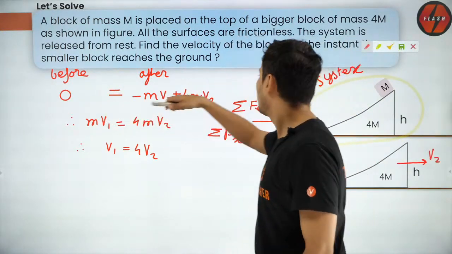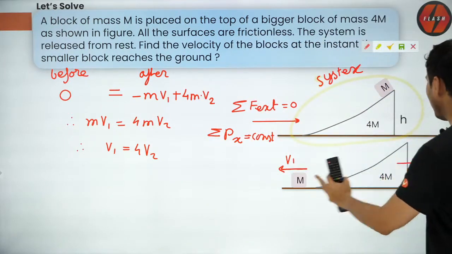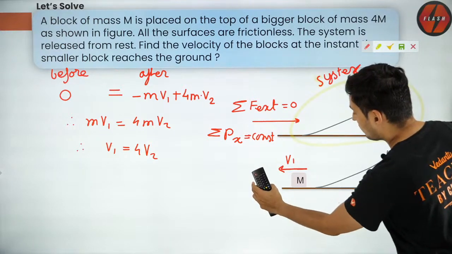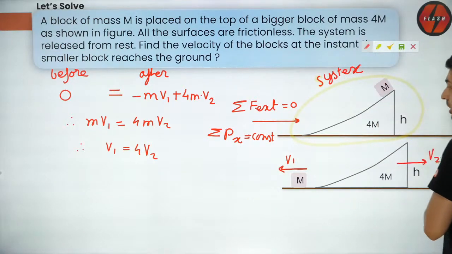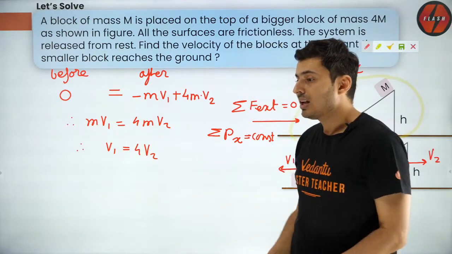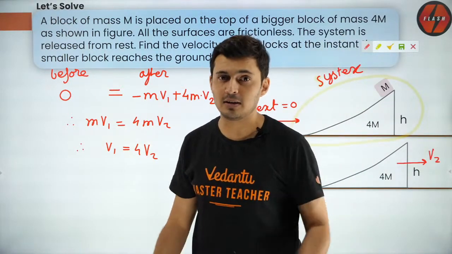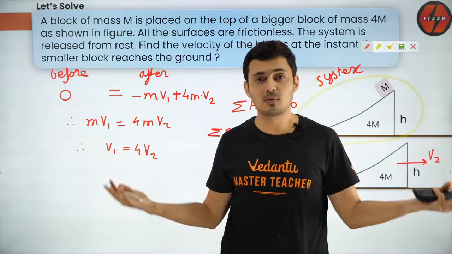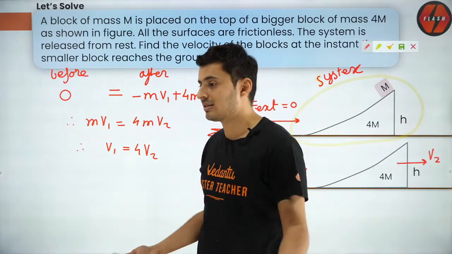So before, the momentum was 0. Afterwards, the momentum is mv1 but negative, and 4mv2 on the right side. So initial momentum is final momentum, just rearrange, and we get v1 is v2. As gravity is in the y direction, it won't matter to us. Anything in the y remains in y, it won't affect the x momentum. So let's ignore that.